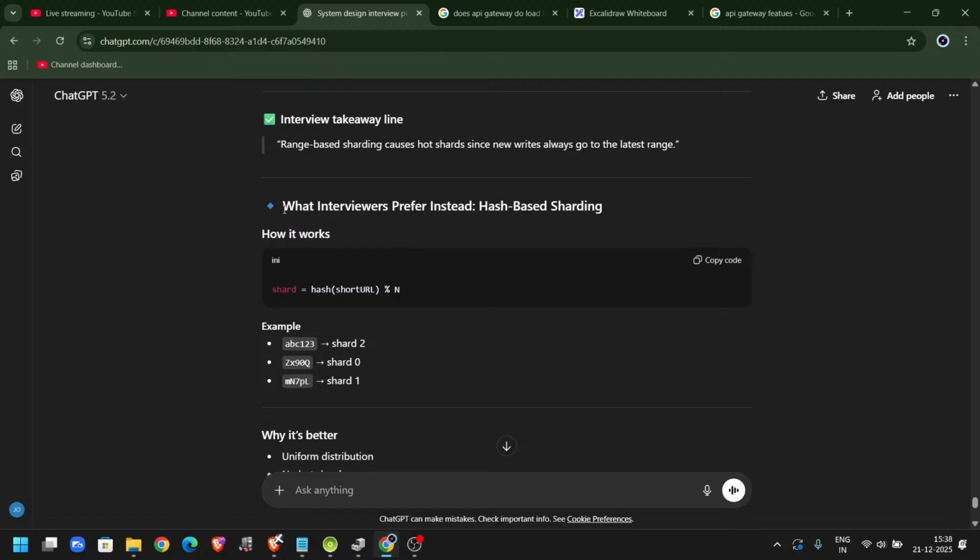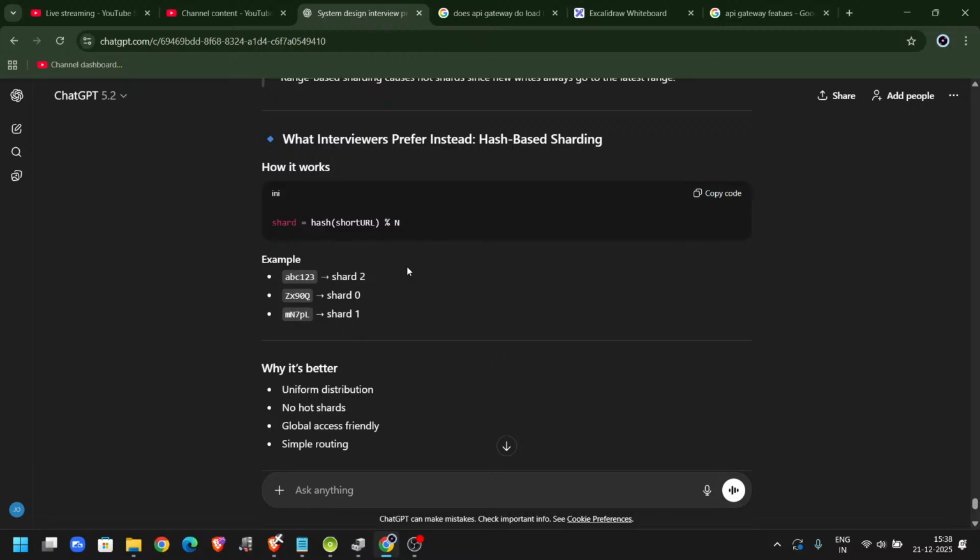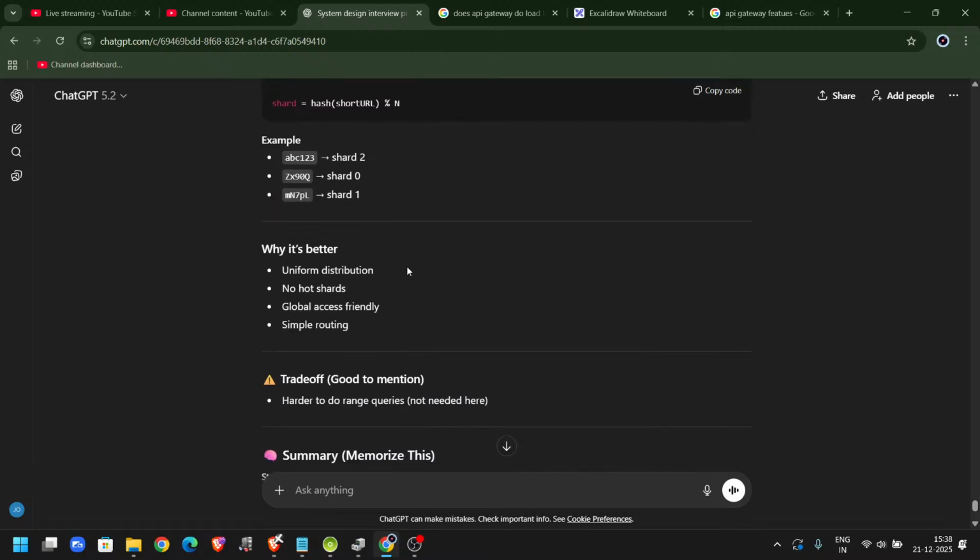What interviewers prefer instead: hash-based sharding. Example: ABC points to shard 0. This is why it's better. Okay, so instead of range-based, it is saying hash-based. Uniform distribution, no hot shards, global access friendly.